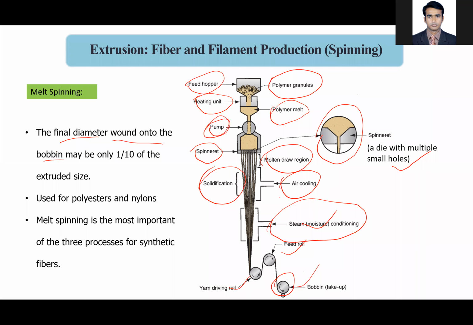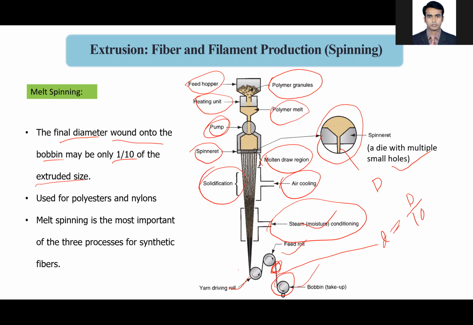The final dimension of this is 1/10 of the extruded size. If the diameter that comes out of the spinneret is D, then the final diameter of each filament is D divided by 10. That means the diameter is reduced 10 times during this process.